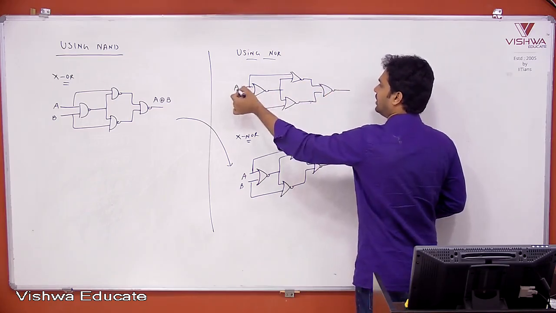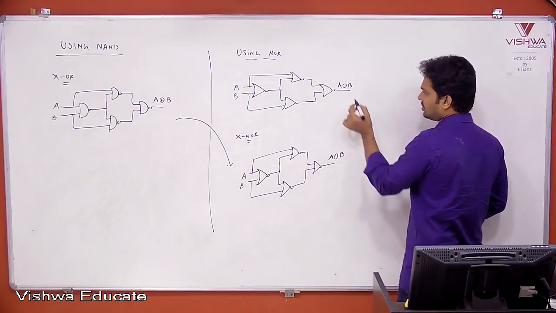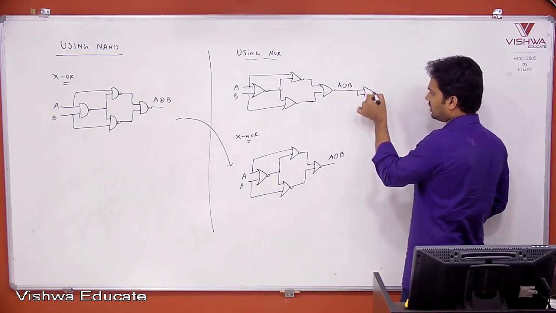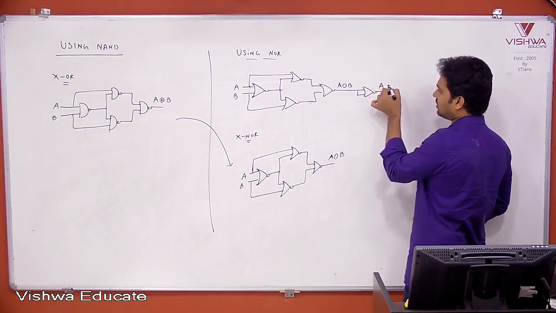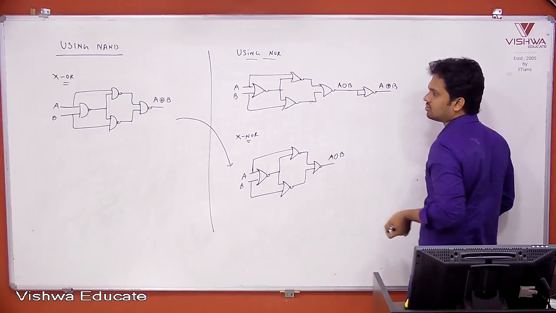If you give A and B, here what is the answer? Just now we discussed A XNOR B. Just take one inverter here. It will become A XOR B. Here also 5 gates, previous also 5 gates. So it is also useful.